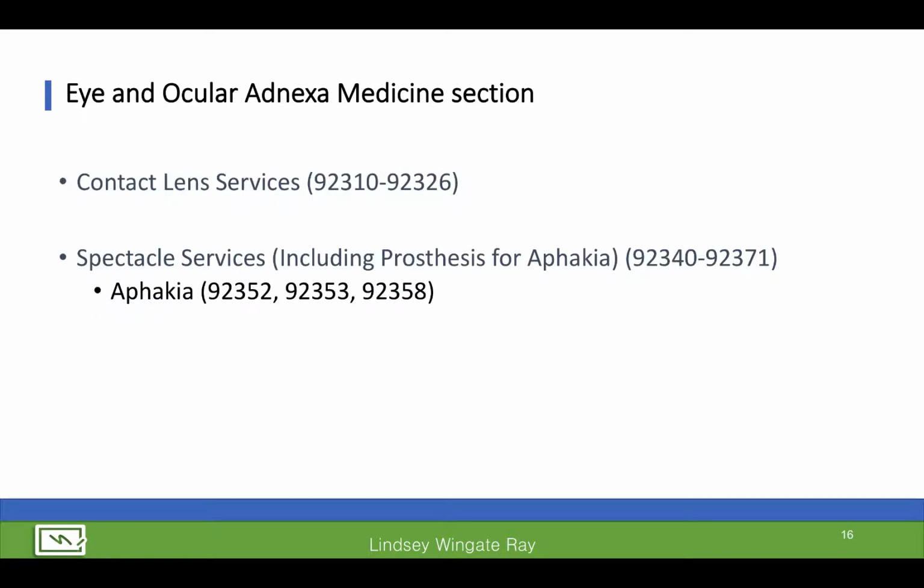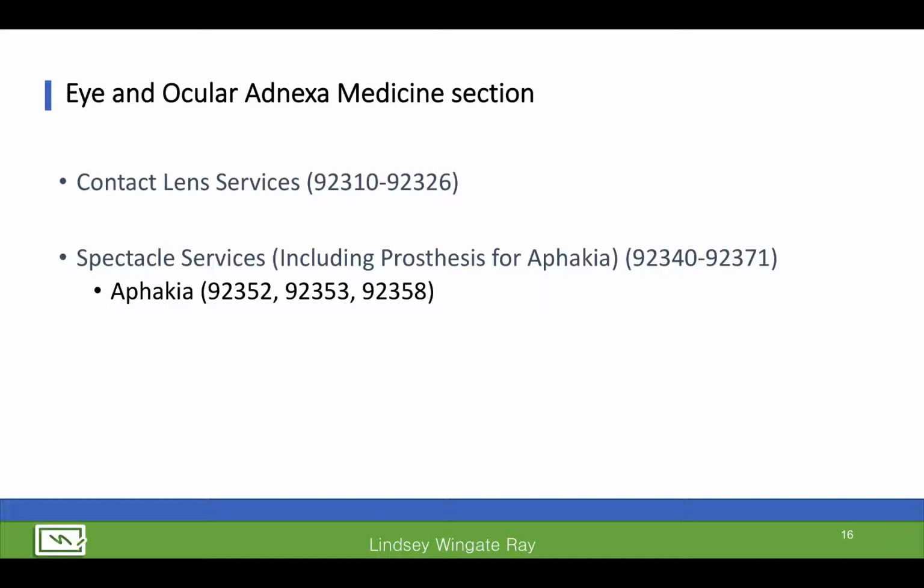Finally, you have contact lens services 92310 through 92326, and this lists codes for fitting of contact lenses. Contact lens prescription and specification is not part of the general ophthalmological services. This service includes fitting, instruction, and training that may require revision and even refitting. There are instructions at the beginning of this section to review.